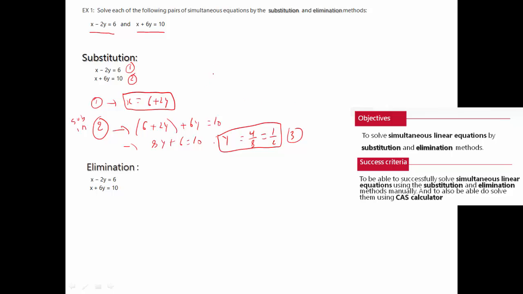So now we got one of them. We need now to substitute to get the other. So we substitute 3 into 1. It gives us x minus 2 times half equals 6. Well, 2 and 2 cancel out. So x minus 1 equals 6, which means x equals 6 plus 1 equals 7.